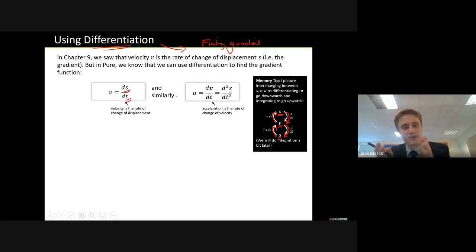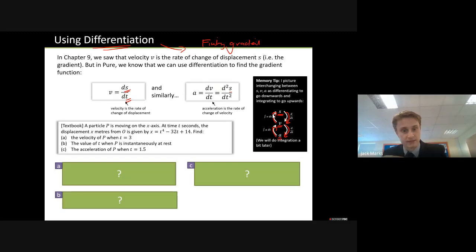You have to do this here to move between them because things are not constant. They're changing. You've got curved acceleration and so on. So the SUVAT equations don't work. You're going to have to differentiate and integrate instead.